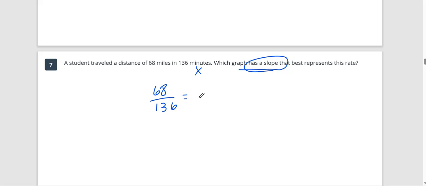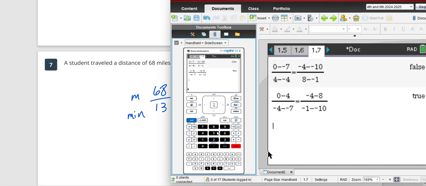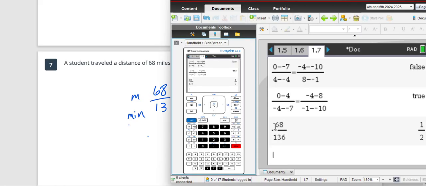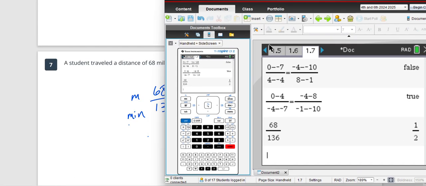I'm just going to put it in the calculator to simplify the numbers. This is my miles. This is my minutes. Then we come out here, miles, 68 over 136. Enter. Okay, we're going to get 1/2. And just double check. It is 1/2.